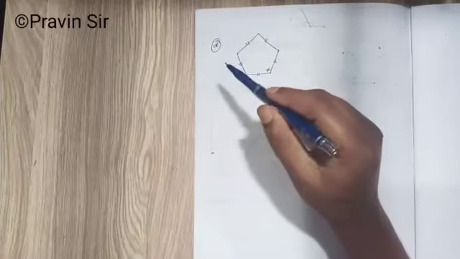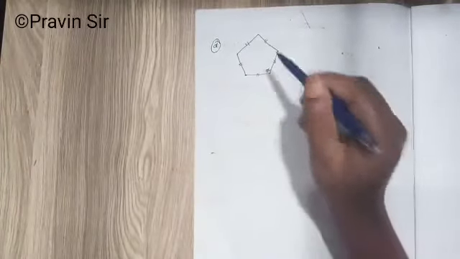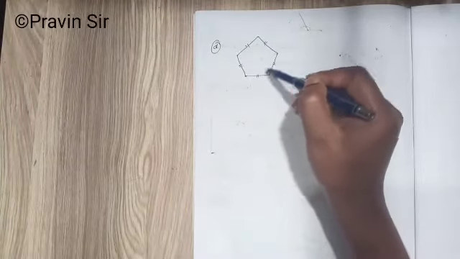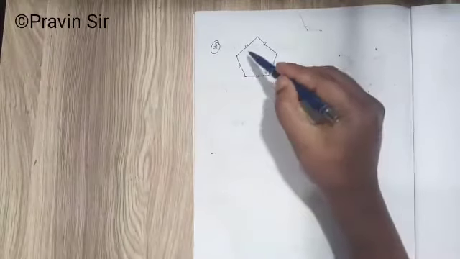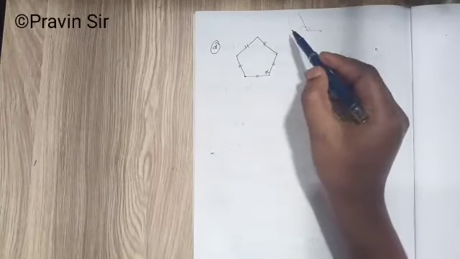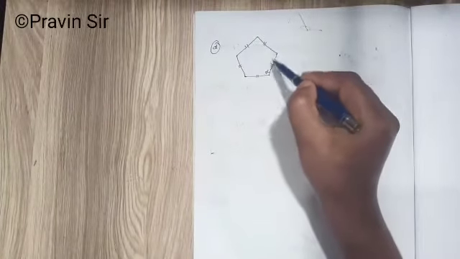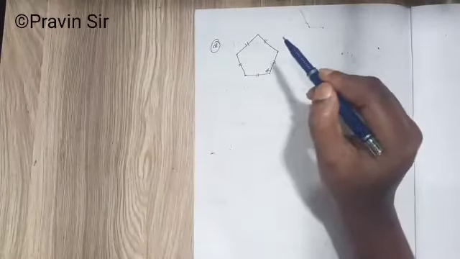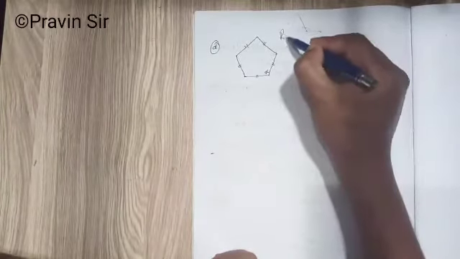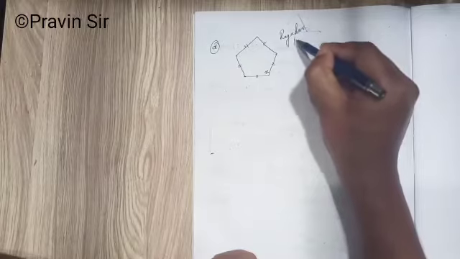1, 2, 3, 4, 5, it has five sides, so it is a pentagon. Okay, now here some symbols are used. You see this symbol, this and this. These symbols are the same. These symbols indicate that this side, this and this, all sides are equal. So what type of figure is this? This is a regular pentagon. Clear?